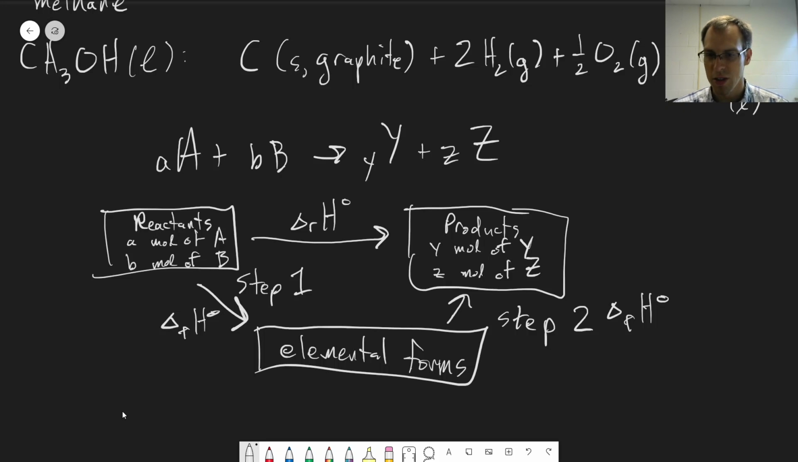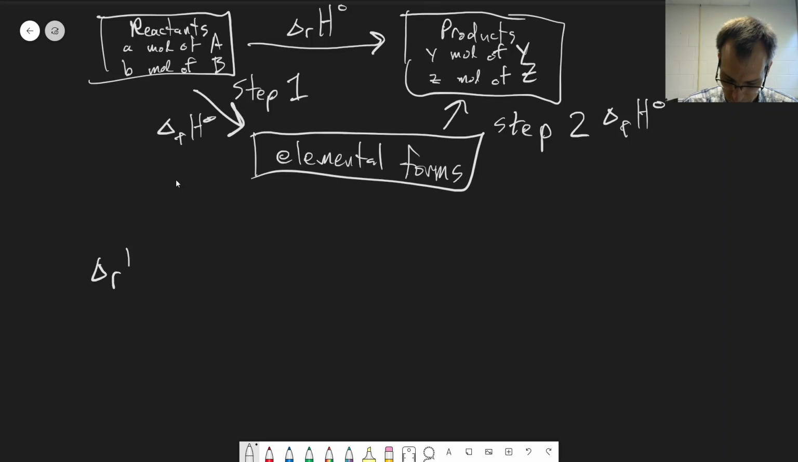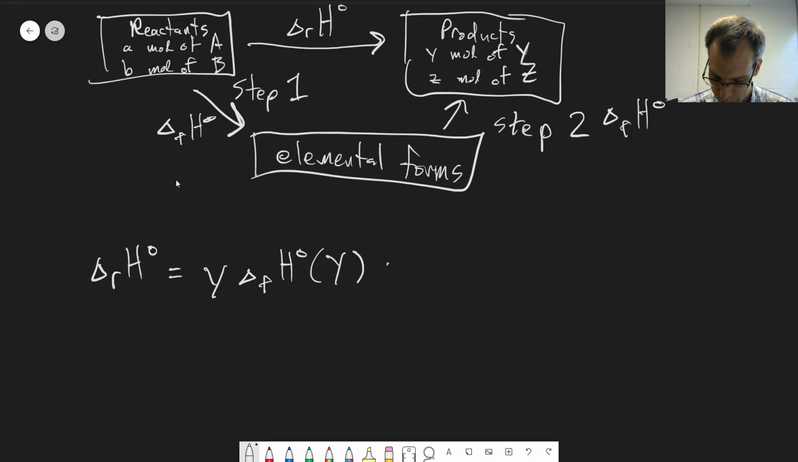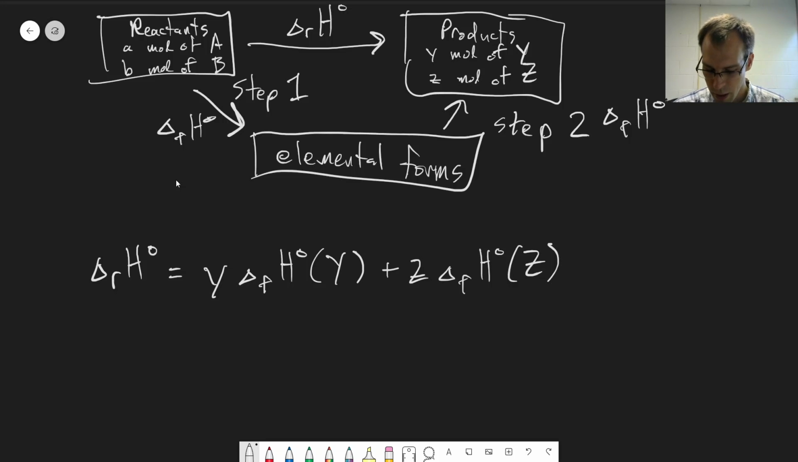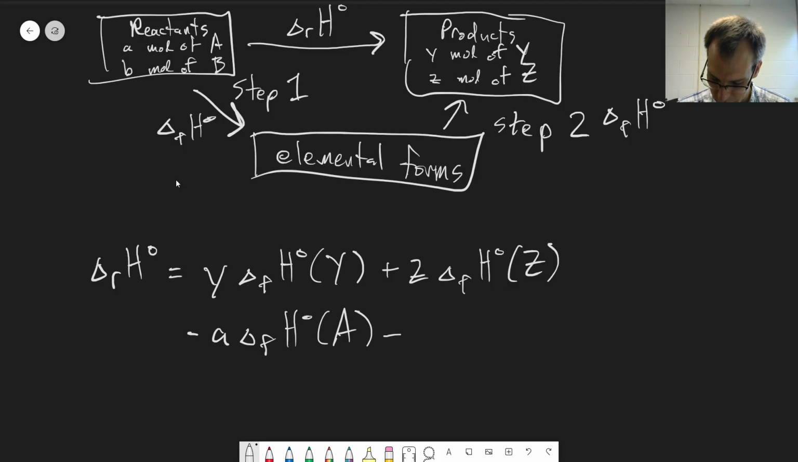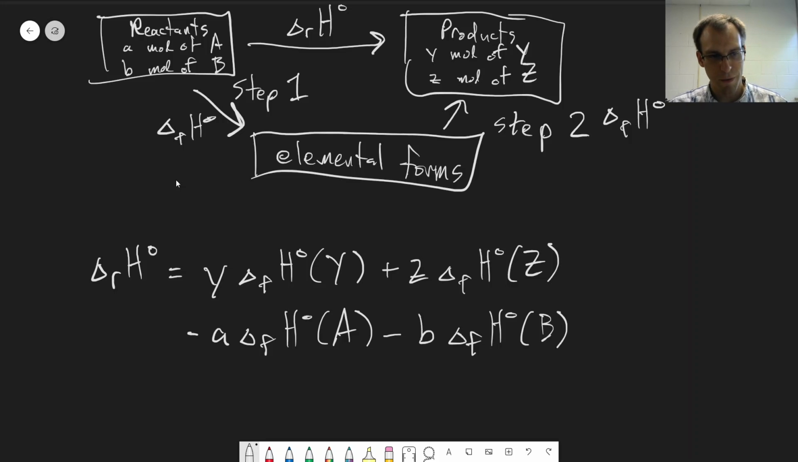So what we can write is, in general, delta H for this generic reaction is going to be y moles of Y times the enthalpy of formation of molecule Y, plus z, the stoichiometric factor for Z, times the enthalpy of formation of molecule Z. That's our products, minus our reactants: a, the stoichiometric factor for reactant A, times the enthalpy of formation of A, minus b times the enthalpy of formation for reactant B. In general, that's the sum of the enthalpies of formation of the products minus the sum of the enthalpies of formation for the reactants, with the appropriate stoichiometric coefficients.